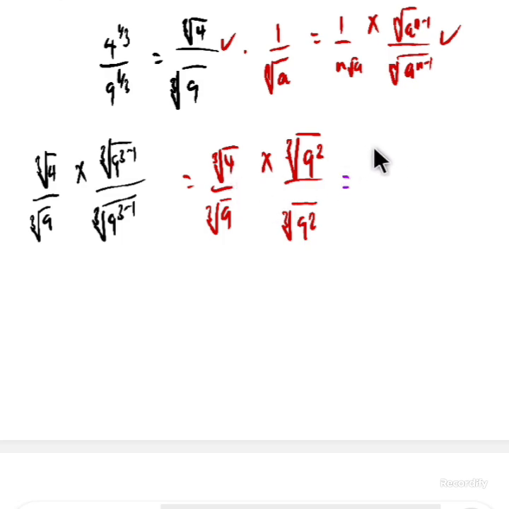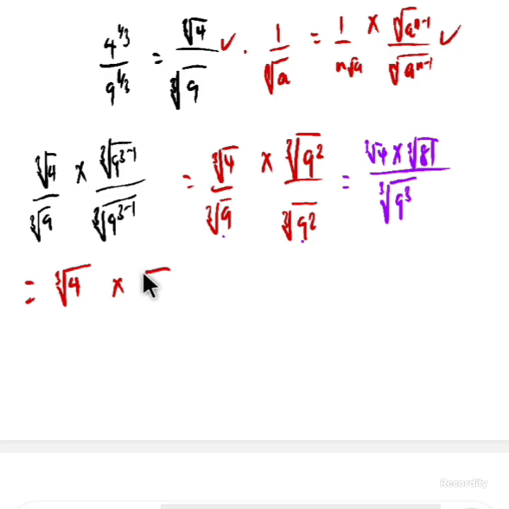So this will be equal to cube root of 4, multiplied by 9 squared, which gives us 81. So we have cube root of 81 over cube root of 9 multiplied by cube root of 9 squared. That gives us cube root of 9 to the 3rd power. So this will be equal to cube root of 81, and you know that 81 is 27 multiplied by 3. So this will be cube root of 27 multiplied by cube root of 3.